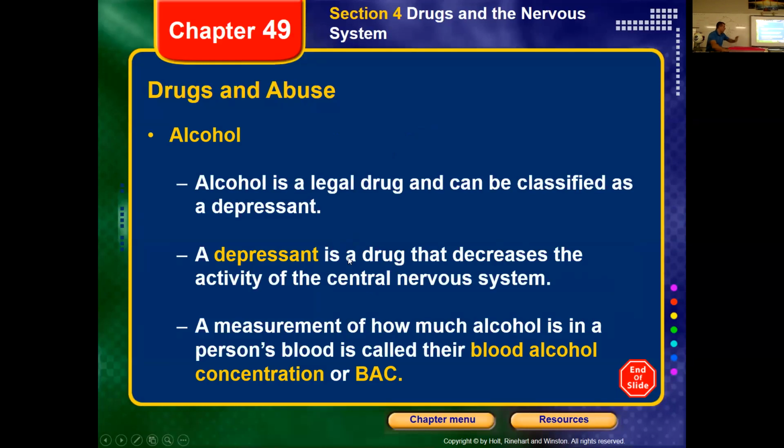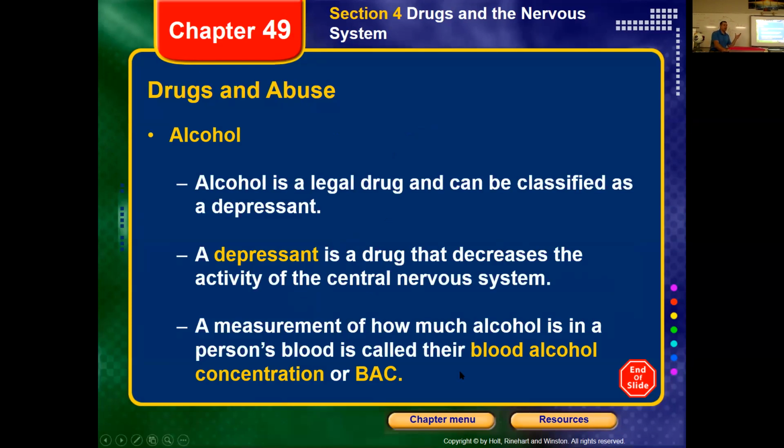Okay, so I want to run through this one because this is the most common one you're going to run into. Alcohol is a depressant, and so it's going to stimulate parasympathetic. The thing you have to realize about drugs is a lot of times it's based on body weight. The reason for that is the larger the person you are, the more blood volume you have. And so the concentration levels are different for each person.